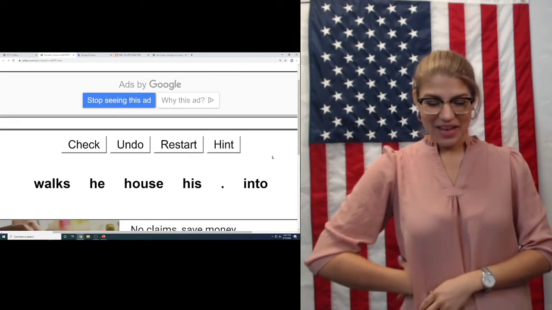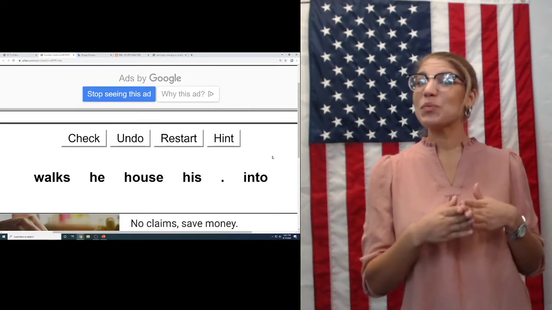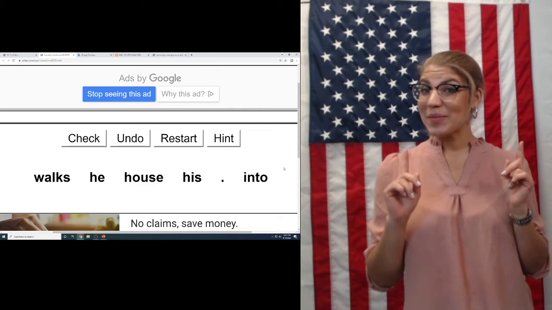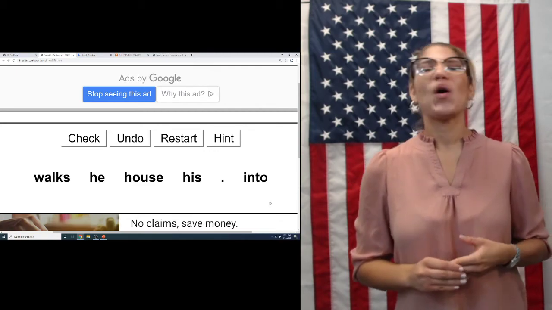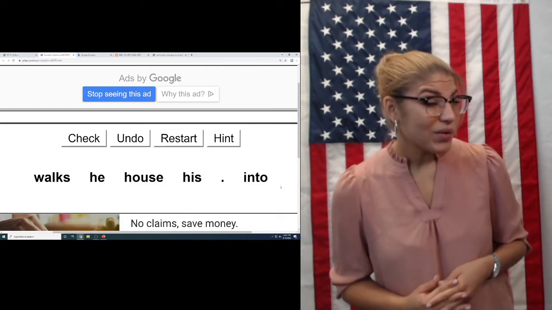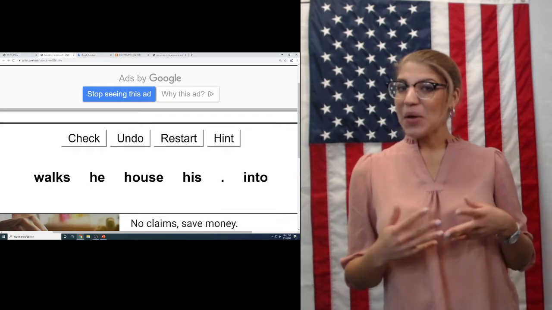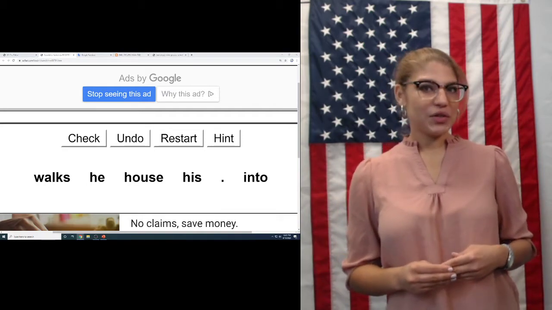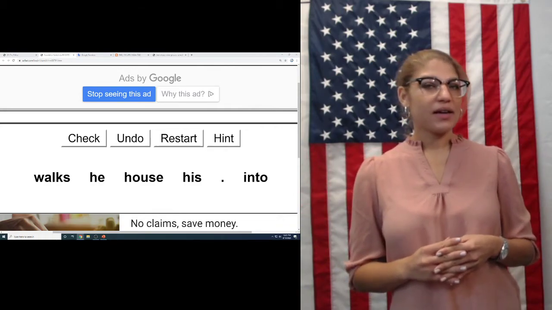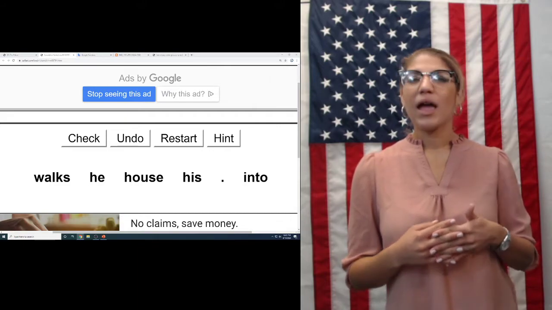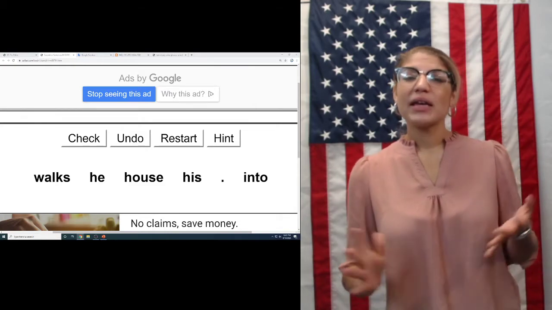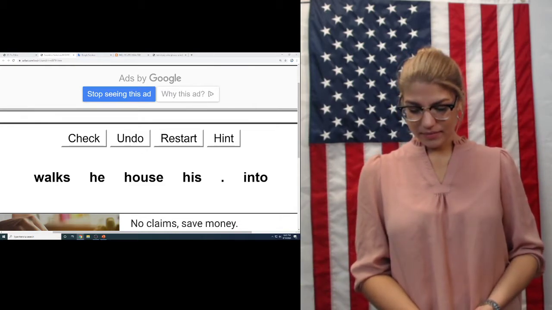All right, so now let's put the sentence in the correct order. Remember, our sentence will always follow the same pattern. Who is completing the action? What is the person doing? Where is the action being completed? And when? What time, what month, what day, what year is the activity taking place? All right.